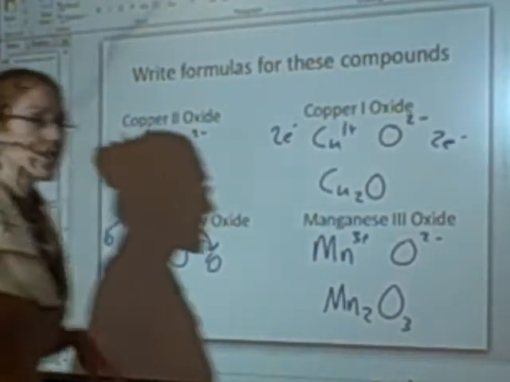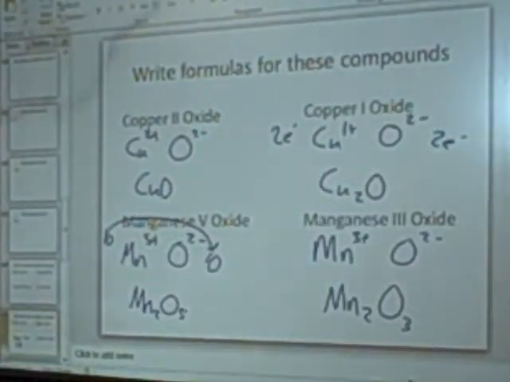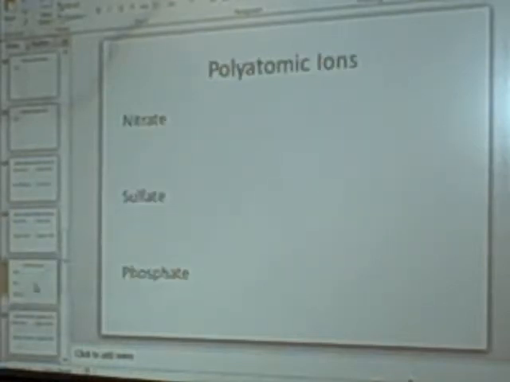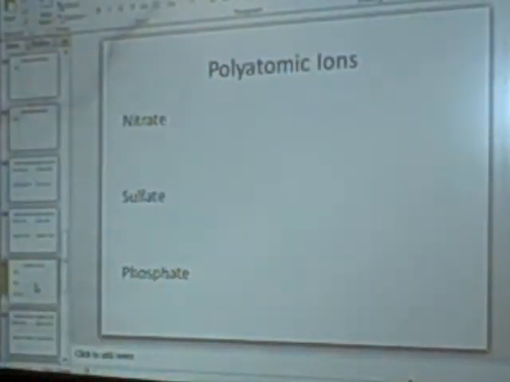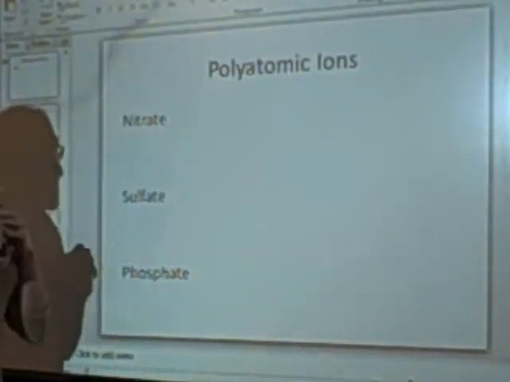Okay, and last, we're going to have something called polyatomic ions. Poly means many, atomic pertaining to atoms, and an ion is something that has gained or lost electrons. All of these have gained electrons. You have to memorize these.